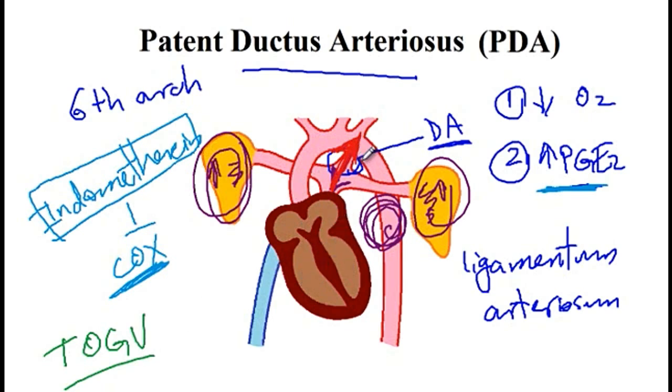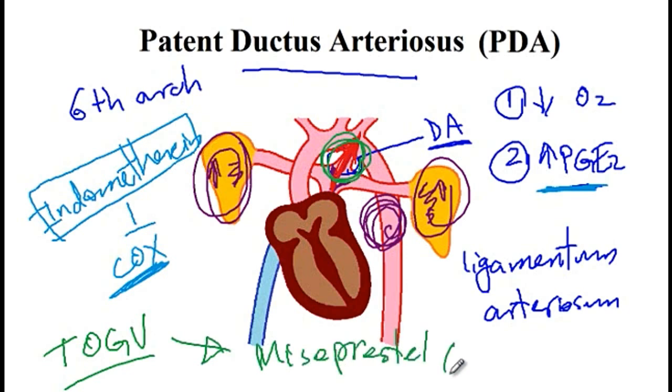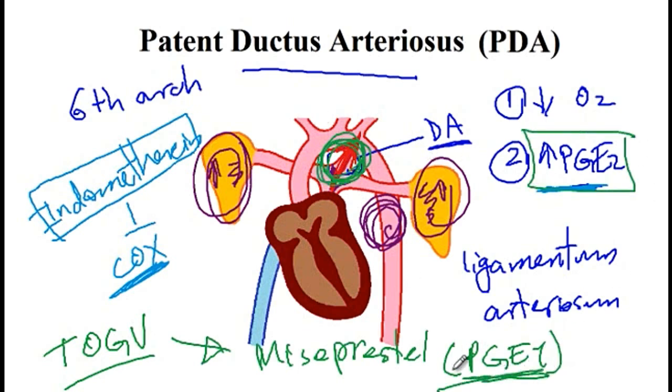So in these patients, if you want to keep the ductus arteriosus patent, then you can provide them with the misoprostol, which is a prostaglandin E1 medication. And so again, prostaglandin helps keeping the ductus arteriosus open. And that concludes our discussion.